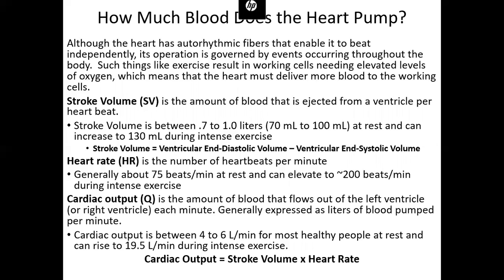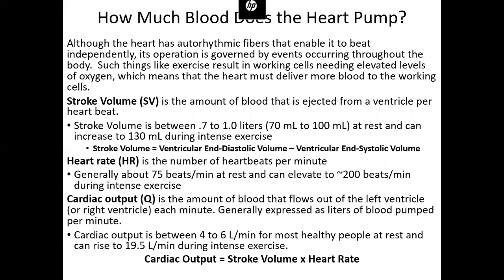Okay, reading through. Although our heart has autorhythmic fibers that enable it to beat independently, its operation is governed by events occurring throughout our body, such things as exercise, when we have a fight or flight, sympathetic nervous system active. Our working cells need elevated levels of oxygen and nutrients, meaning our heart must deliver more blood to those working cells, which means our heart's going to pump more often, and it's going to pump harder to get more blood to those various structures.